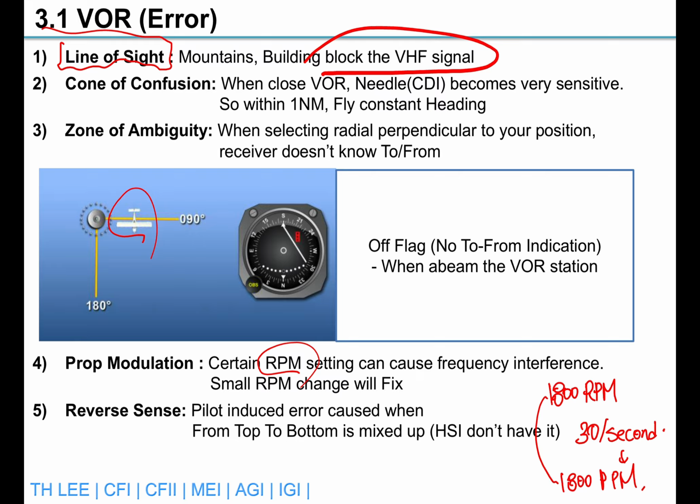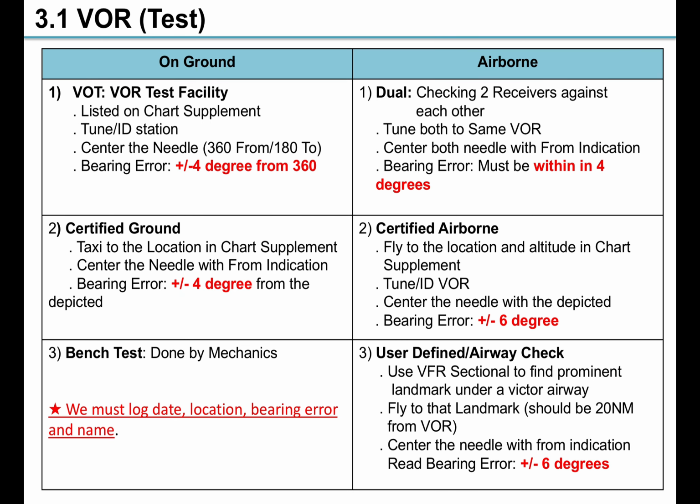The reverse sensing. The reverse sensing occurs when a pilot selects the wrong course. So when you turn the heading, if you selected the wrong radial, then the farther you fly, the farther you will be from the radial you set.